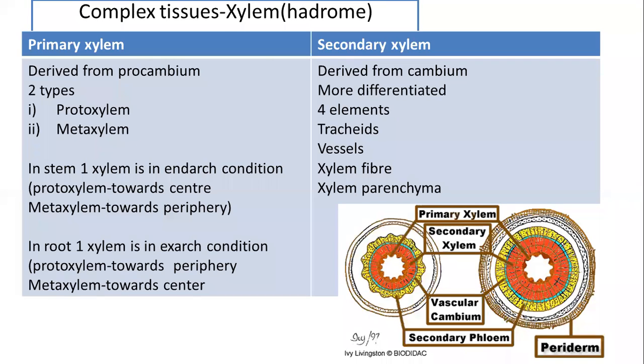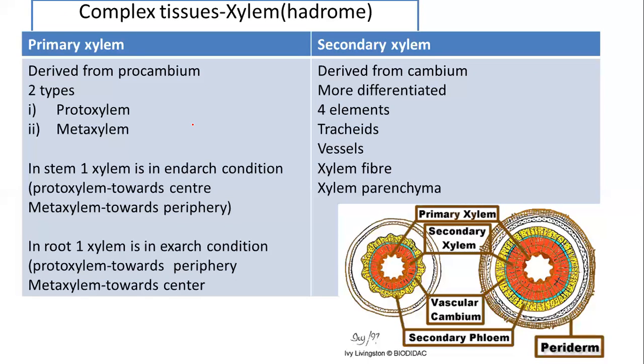Let's move to the complex tissues. As I said, complex tissues are groups of cells where more than one type of cell is joined together and works in a united way. That is what complex tissues are. Two types of complex tissues are there: one is xylem and another one is phloem.